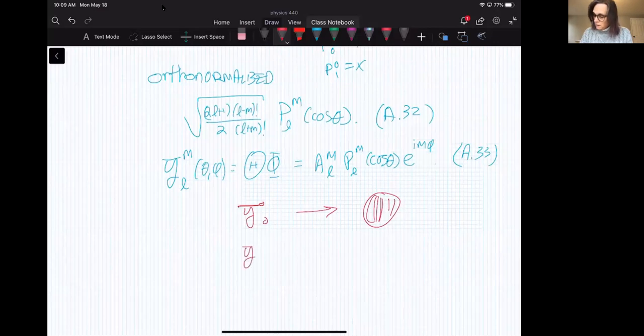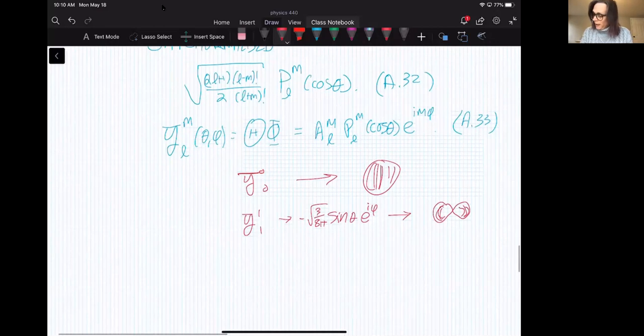Y 1,1, if you do this solution, that gives you, properly normalized, minus the square root of 3 over 8 pi times sine theta e to the i phi. And that looks like kind of a dumbbell shape, right? And Y 0,1 is root 3 over 4 pi times cosine theta. And that gives you kind of the orthogonal version of that, right?